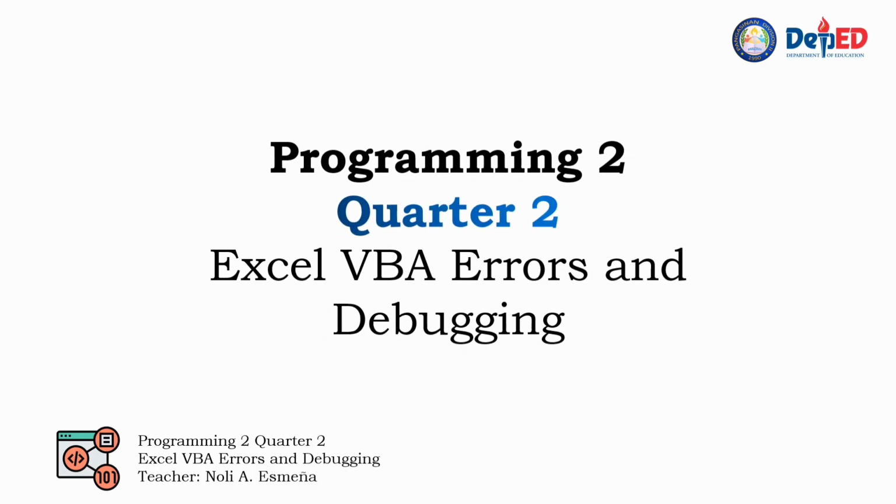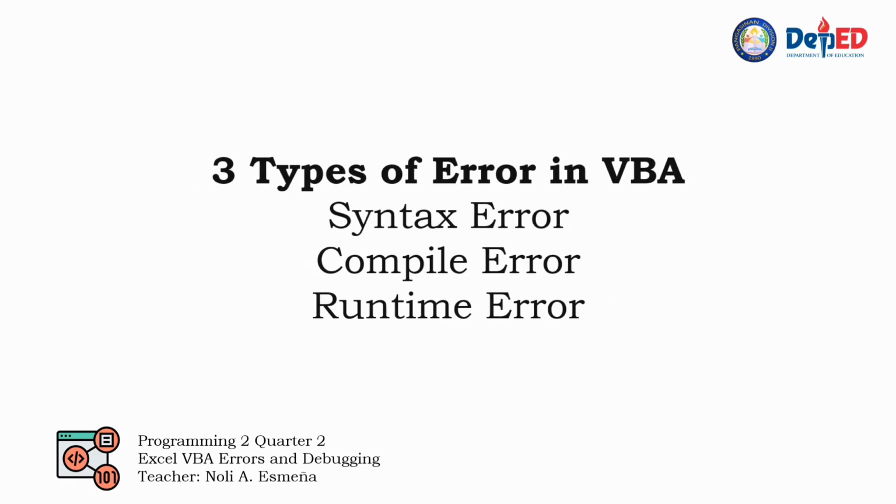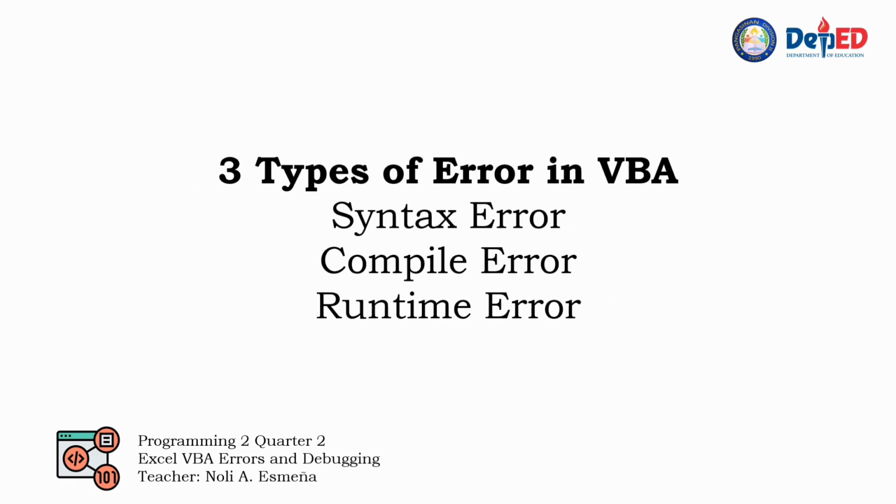In this video, we will be discussing the different errors in Excel VBA and ways on how to solve them. In general, there are three types of errors in VBA. We have the syntax error, compile error, and runtime error. Let's take a look at some examples.